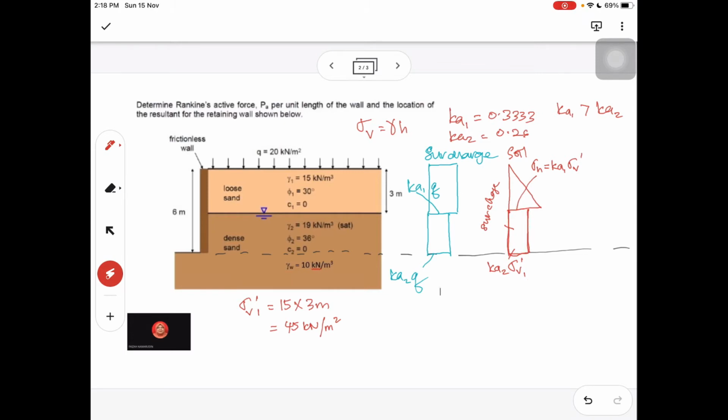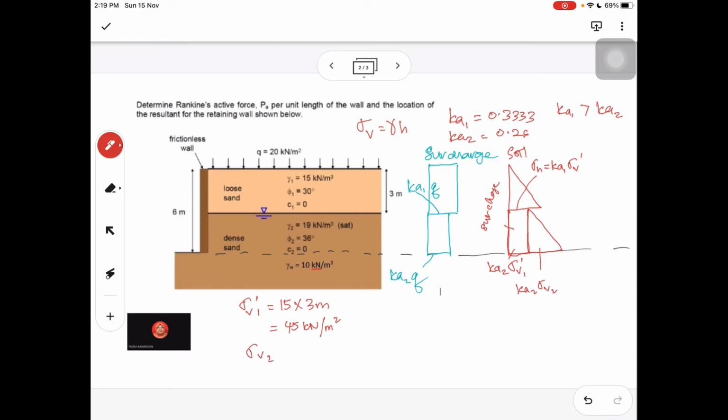Next we look at the same lateral earth pressure from the soil layer 2 itself. So another triangular, another triangular. So this will be Ka2 and sigma V2. So how to get that sigma V2?